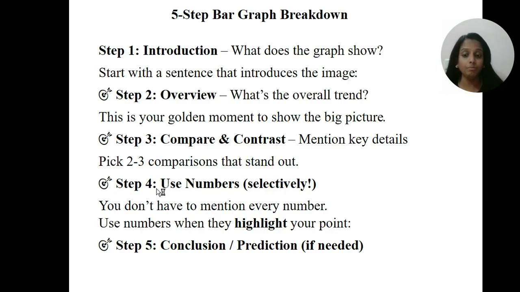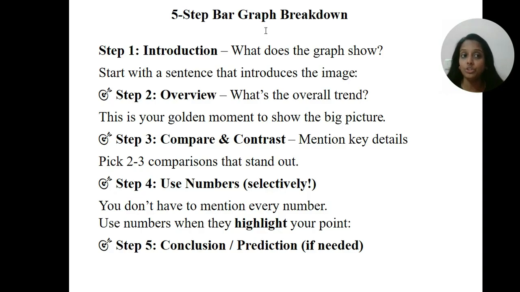Okay. And step 4, try to use numbers selectively. You don't have to mention every number. You can use numbers when they highlight your point. And the last step is conclusion or prediction if needed. So, in conclusion, try to wrap it up with a summary or with a guess, like, what could be the predicted information.